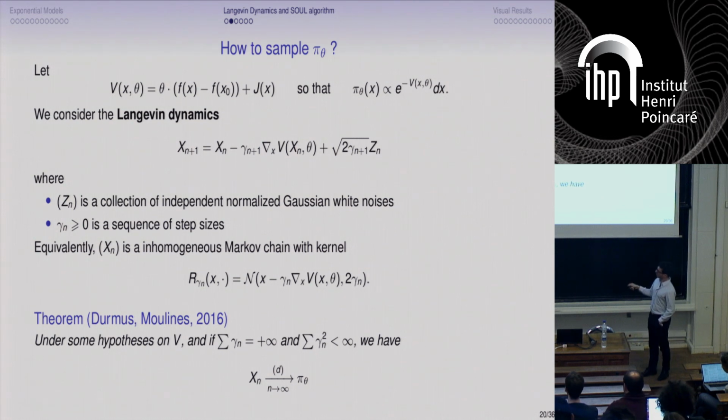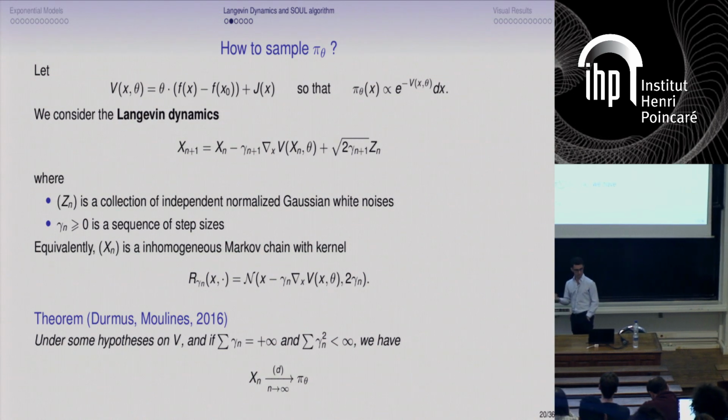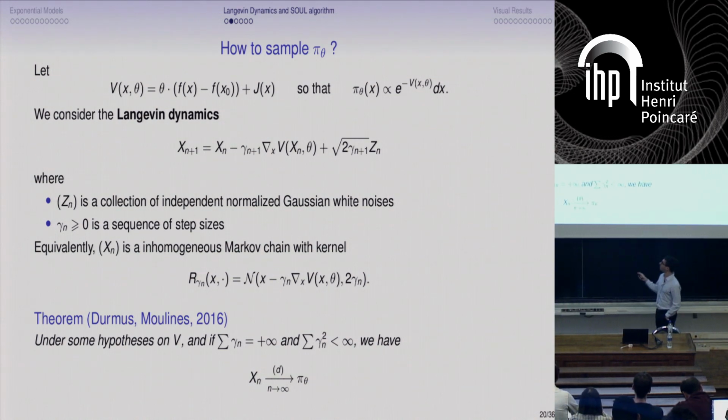And so there have been some results on the consistency of such a Markov chain. I will not write all the technical hypotheses on V that are needed here, but if you have some assumptions on the step size, then you ensure that your Markov chain will converge in distribution to the proper distribution pi theta.